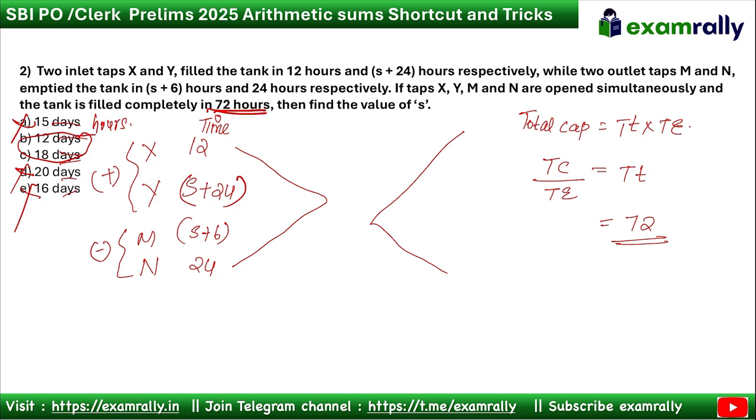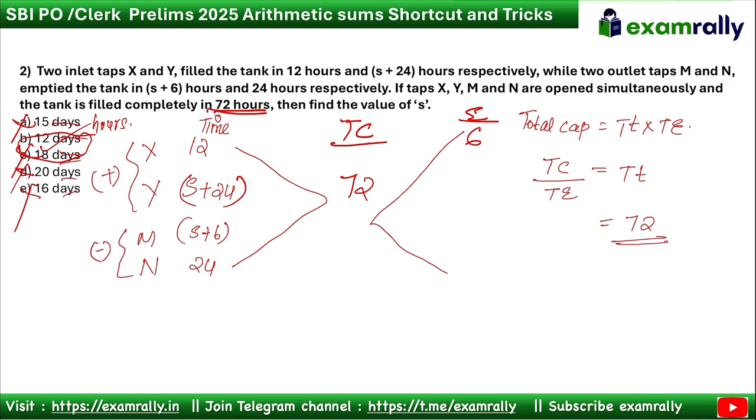Let's check whether 18 will work. 18 plus 24 will be equal to 42, and 42 is not divisible into 72. Hence, the value of S will be 12. Just go through it. Suppose we take the total capacity as 72. 72 divided by 12 is 6. So we are taking S as 12.